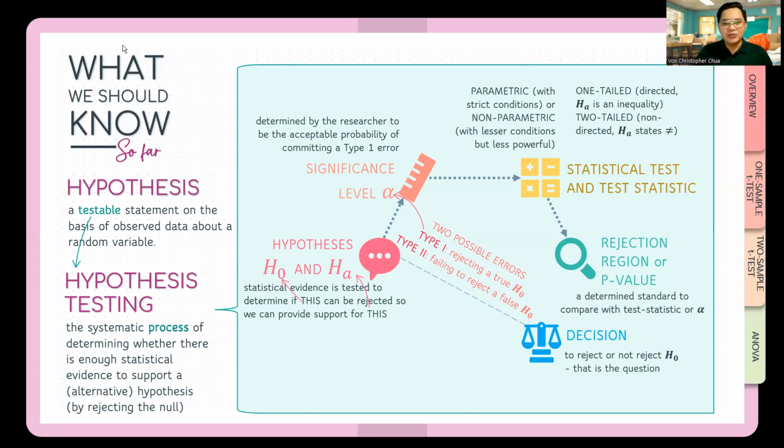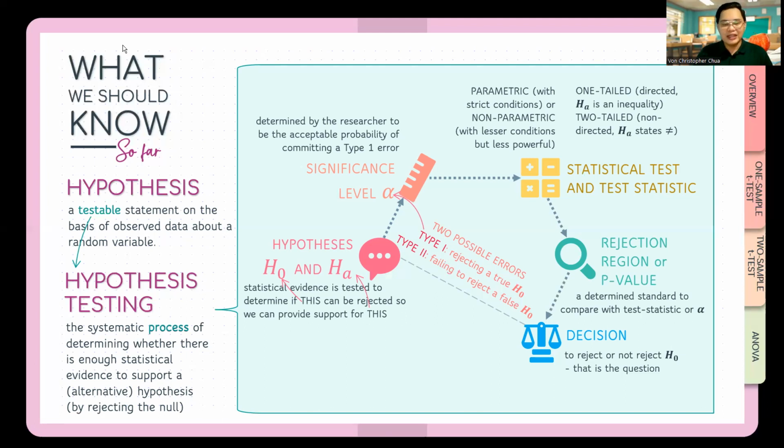The next step is to determine the rejection region if we are working with the traditional method for hypothesis testing, or using the p-value if we're using the p-value method. This is a determined standard to compare with the test statistic, or the value of alpha. So if we're doing the hypothesis testing process through the p-value method, we usually compute the p-value, not only the test statistic. And once this p-value is computed, we compare it with the significance level or alpha, and then eventually determine an appropriate decision.